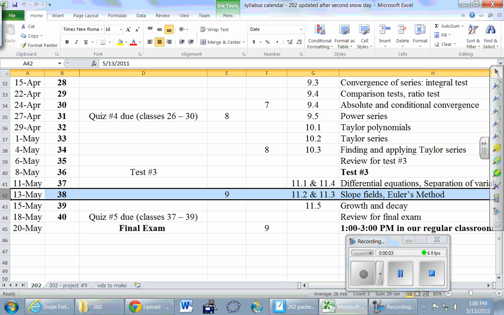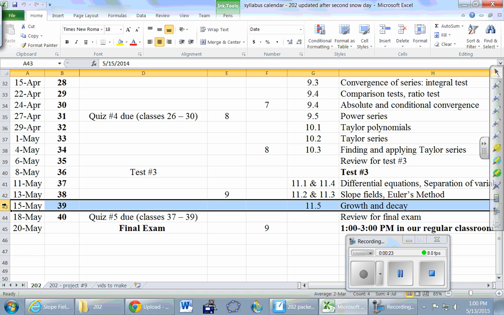So today we are talking about two things. First thing is called slope field. Second thing is called Euler's method. You guys have seen Euler's identity, that e to the pi i equals -1, or e to the i theta is cosine theta plus i sine theta. Same guy, different thing that he invented.